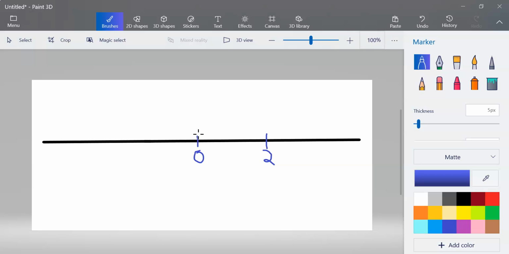Now, what that meant is that we went to the right 2 units, okay? Well, what would it mean to go a negative 2? Well, a negative 2 would have gone to the left the same amount. So I do this. There we go. So negative 2 would have gone to the left 2 units, left of 0.